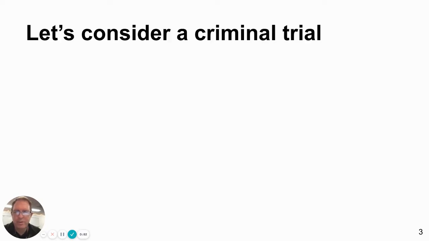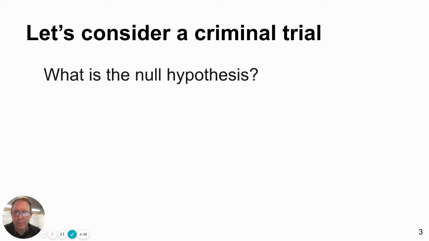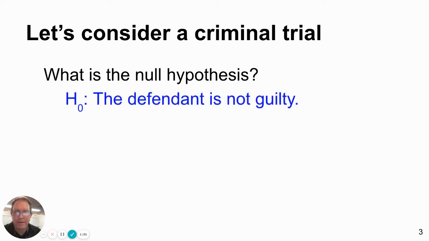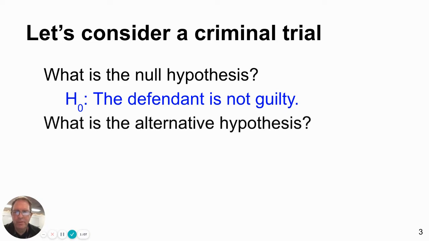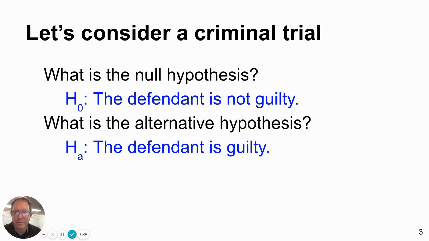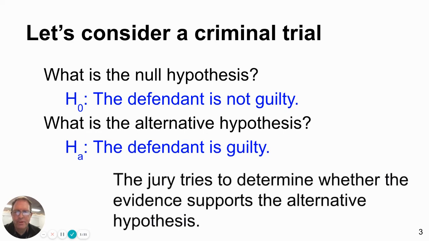Let's consider a criminal trial. First thing that we're going to do is we're going to set the hypotheses. What is the null hypothesis? That the defendant is not guilty. This is what we assume at the beginning of the trial. What is the alternative hypothesis? That the defendant is guilty. The jury tries to determine whether the evidence supports the alternative hypothesis, and the standard is the beyond the reasonable doubt standard. That's the basis for making a decision.